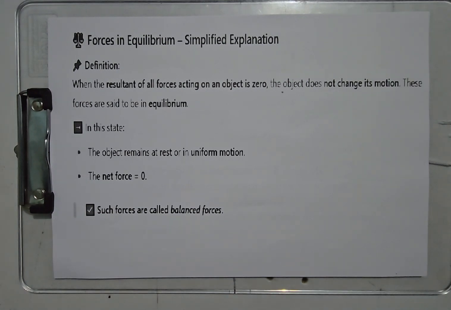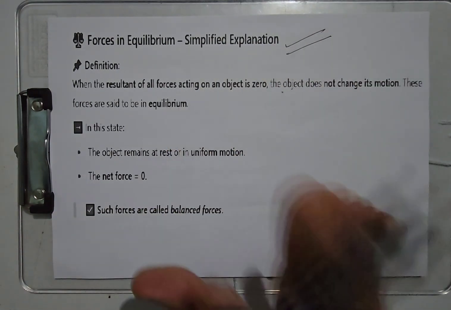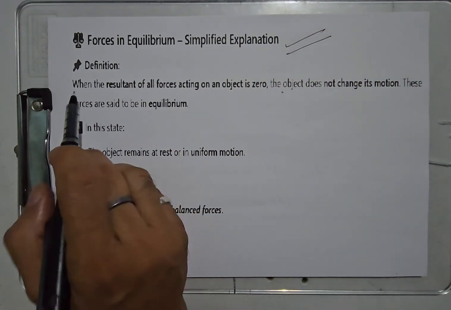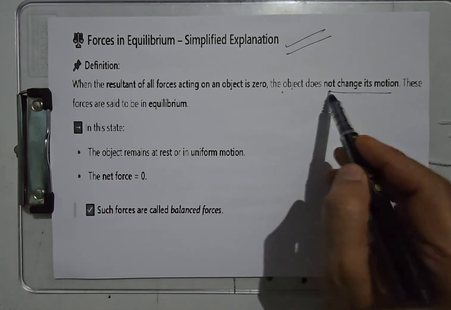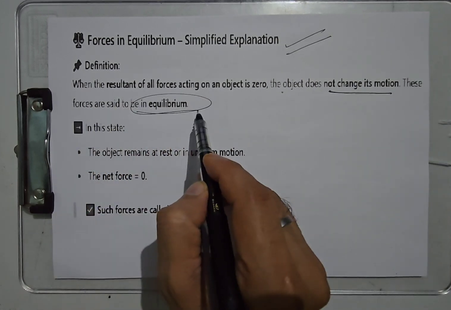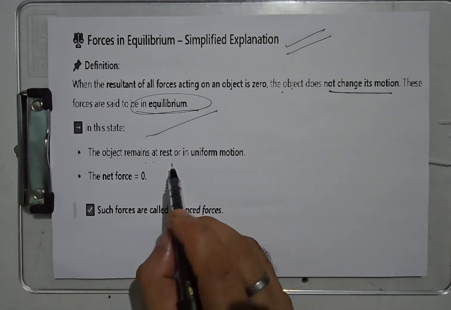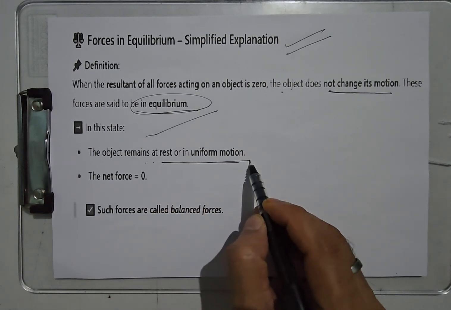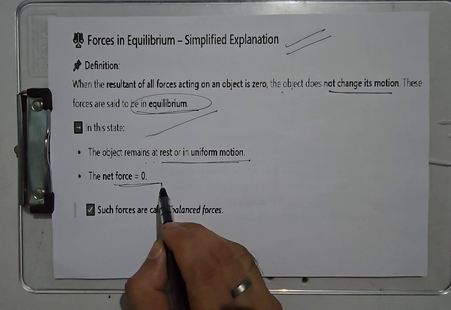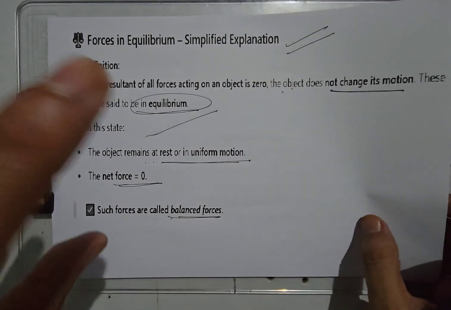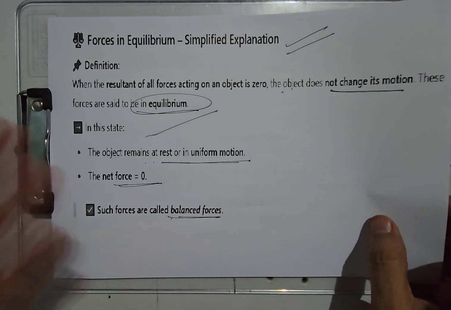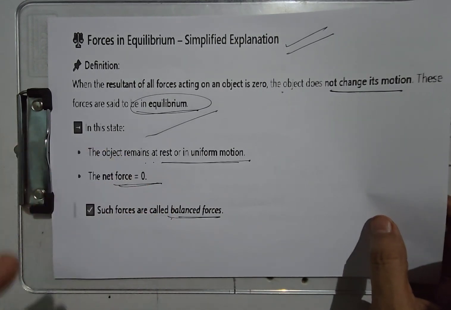Okay, now next is forces in equilibrium, which is the simplified explanation here. I am just giving a simple expression to understand this. Definition: when the resultant of all forces acting on an object is zero, the object does not change its motion. These forces are said to be in equilibrium. So in this state the object remains at rest or in uniform motion, due to inertia as we have already discussed. तो net force zero होगा. So such forces are called balanced forces. मतलब balanced forces are those which are neither creating the motion nor changing the state of any body. Means due to inertia the body will remain in the same condition as it is.